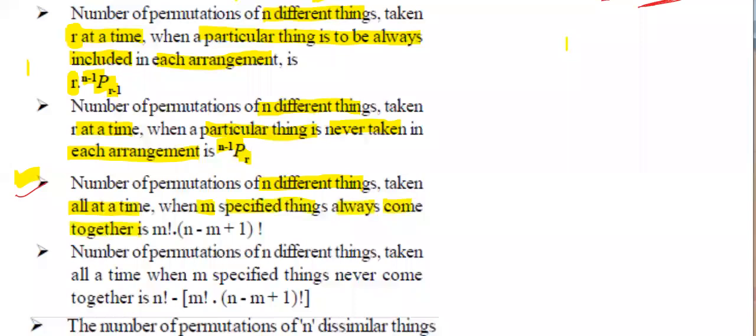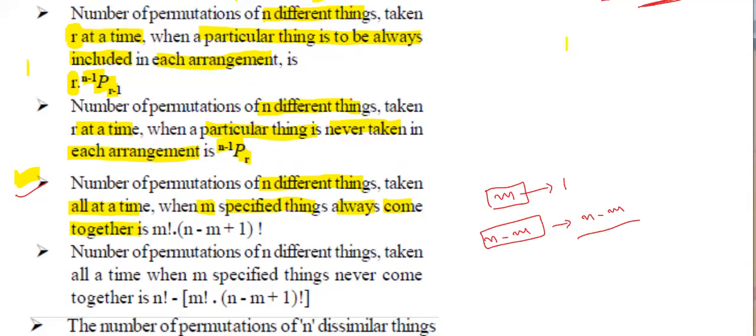come together. Out of n things, m specified things always come together. Always come together means they want to sit together. In between, no person can sit. Now, treat those m persons as one unit. These are one group. Remaining things: out of n things, remove the m things. n minus m persons are there. They can be treated as n minus m units or things.